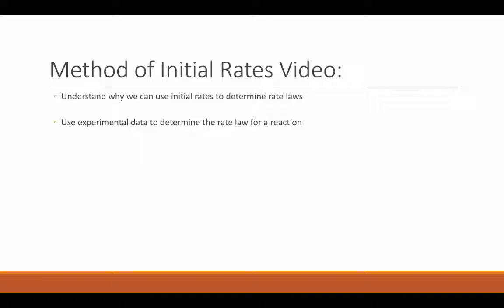This video is about the method of initial rates. By the end of this video, you should understand why we can use initial rates to determine rate laws, and you should be able to use experimental data to determine the rate law for a reaction.